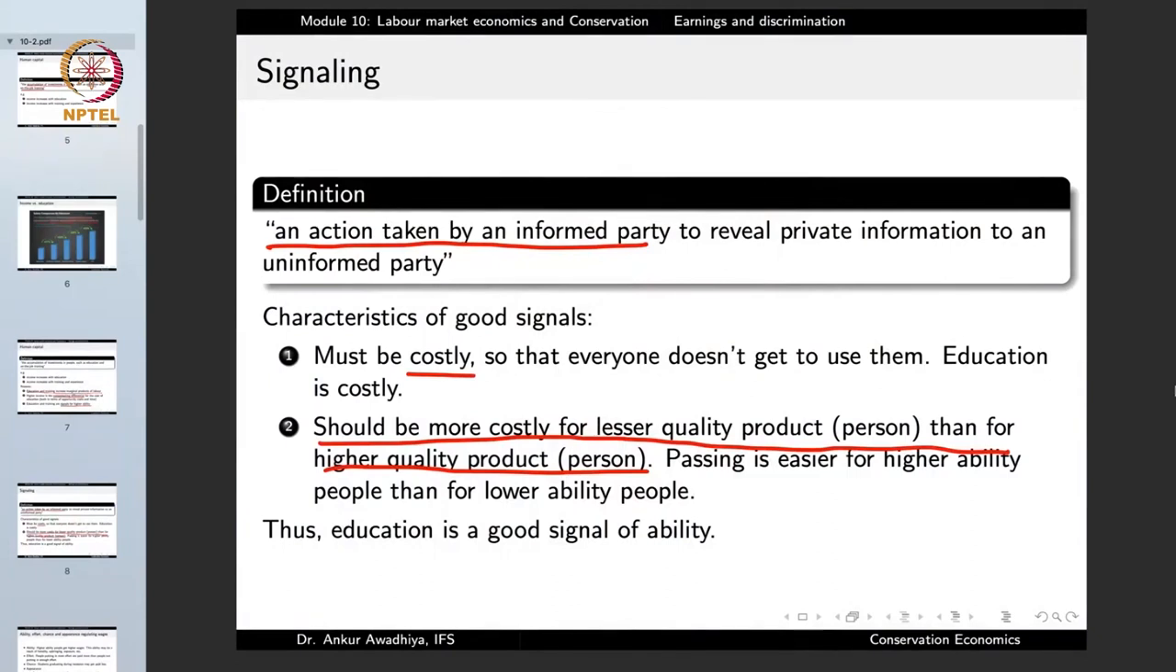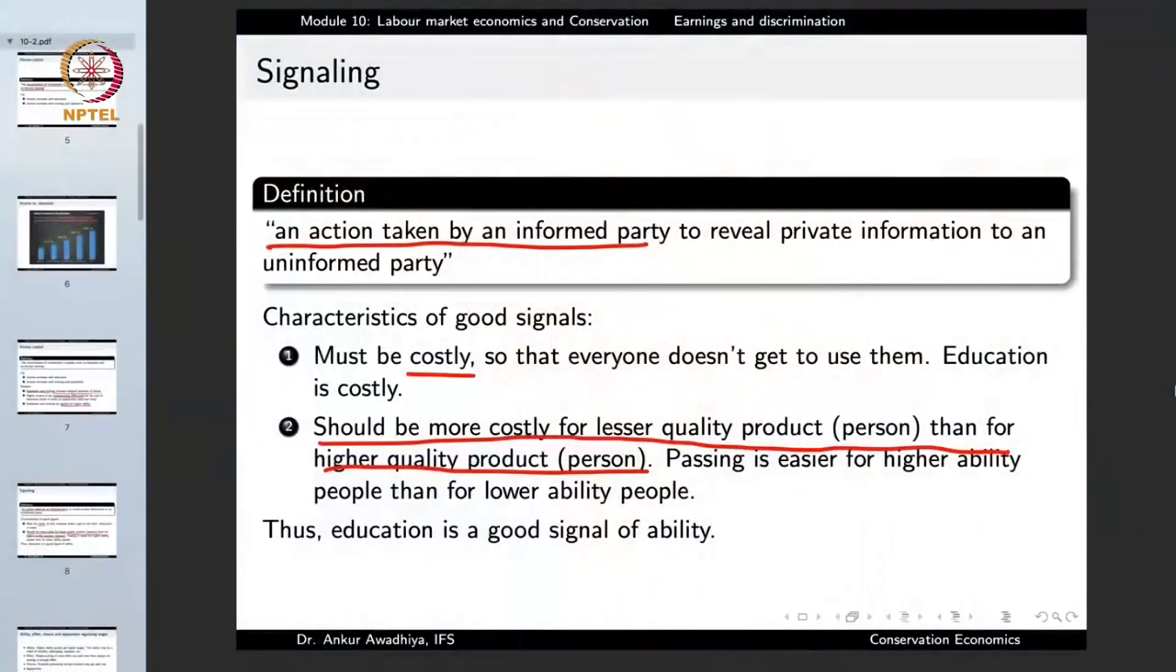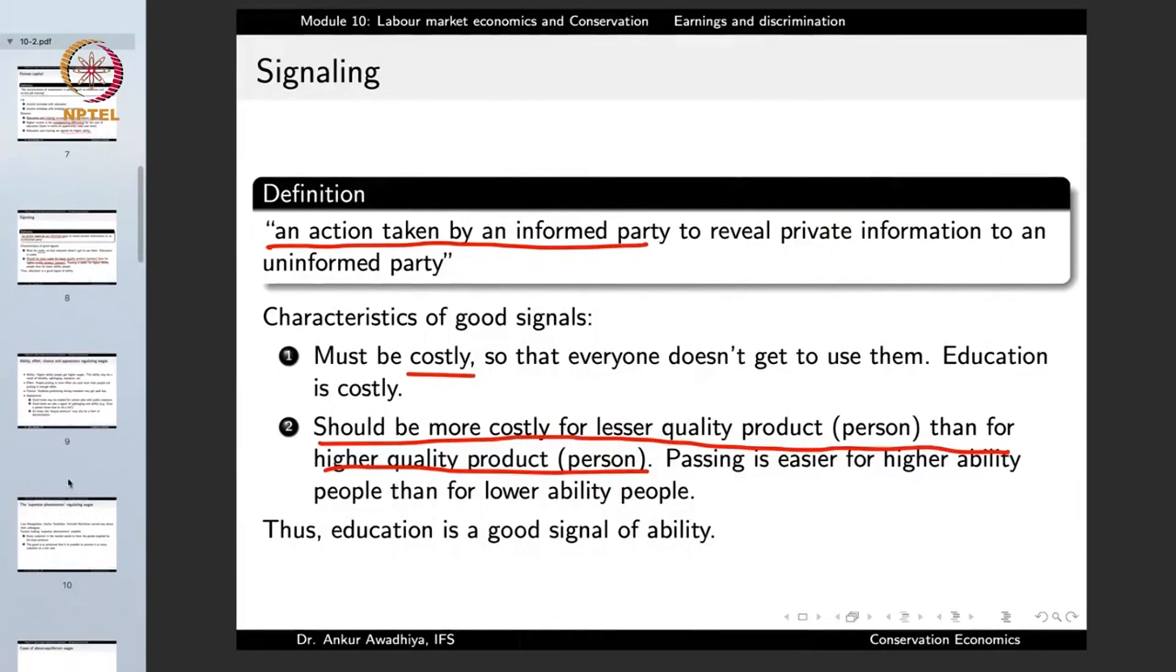And because education is both costly and has a differential costing for people with higher and lower abilities, it acts as a very good signal. Now, if a person has a higher degree from a more prestigious institution, then it acts as a very good signal, and the employer can make this decision that yes, this person is intelligent and hardworking and punctual, and you can add a number of other adjectives here. So signaling modulates the results of the neoclassical theory.